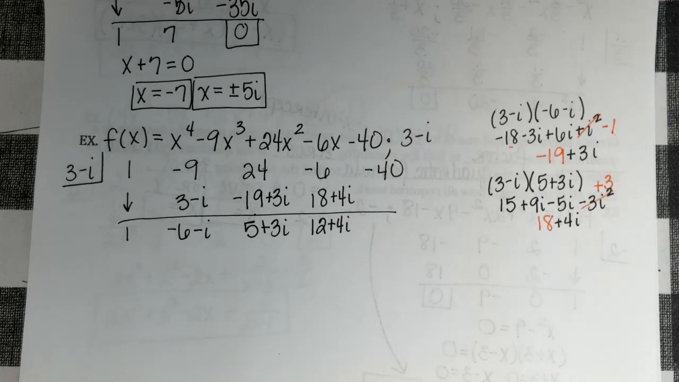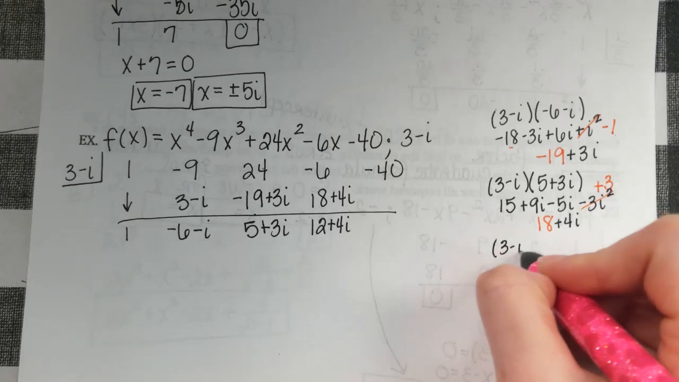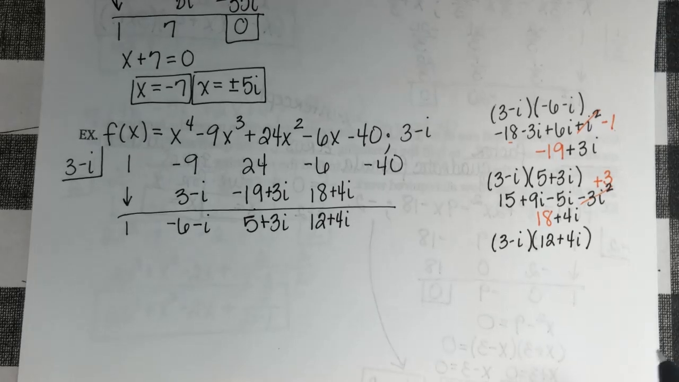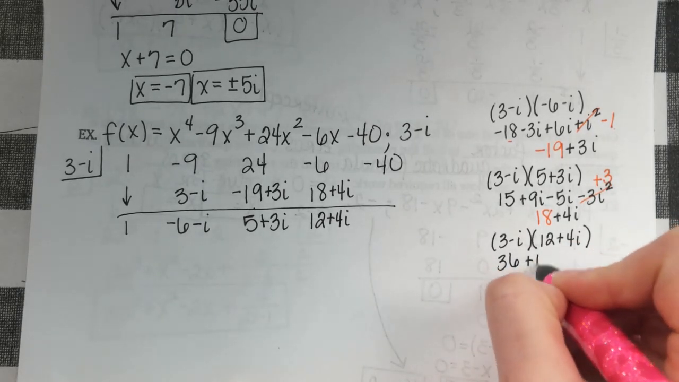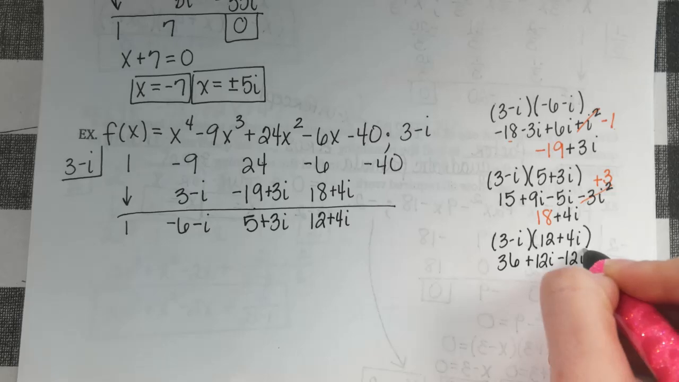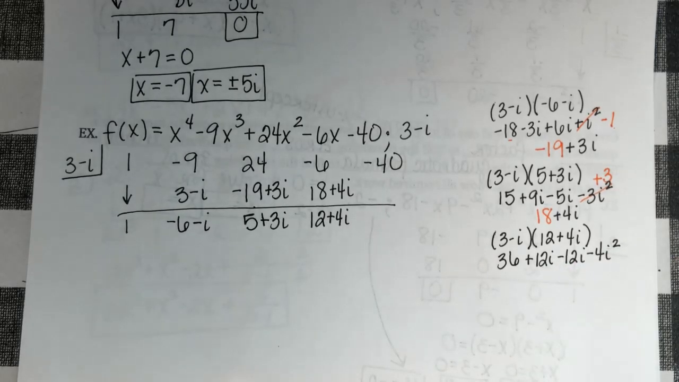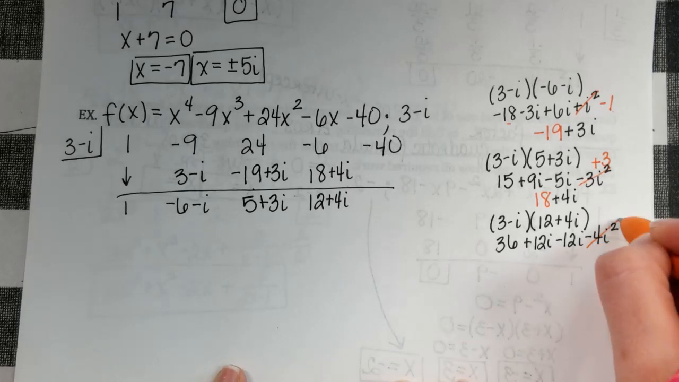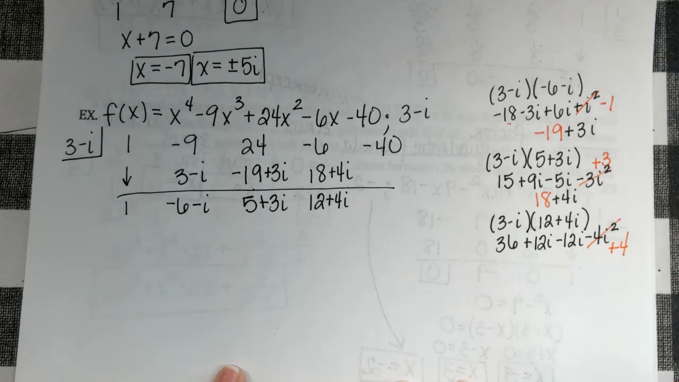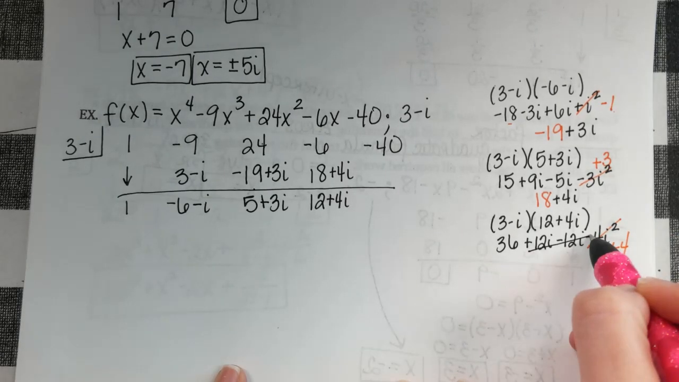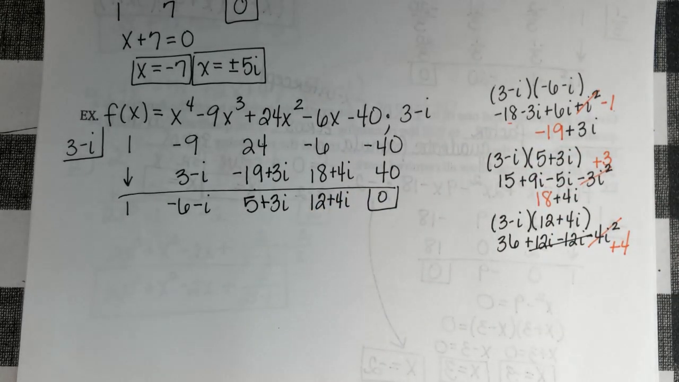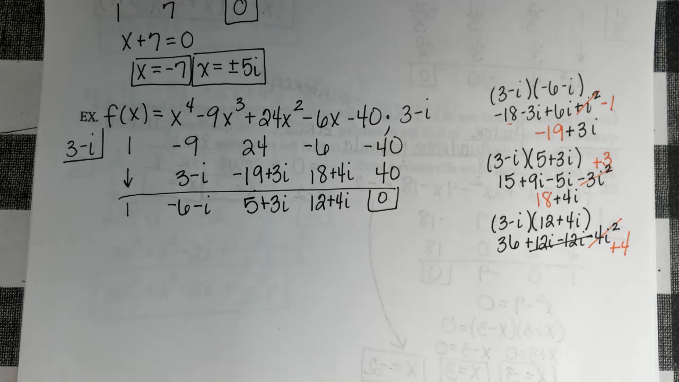And I have to multiply again. So 3 minus i times 12 plus 4i gives me 36 plus 12i minus 12i minus 4i squared. That negative 4i squared turns to plus 4. The 12 i's cancel, so that leaves me with the 40. That gives me the 0. Again, if you don't get a 0 right there, you need to redo your multiplication.